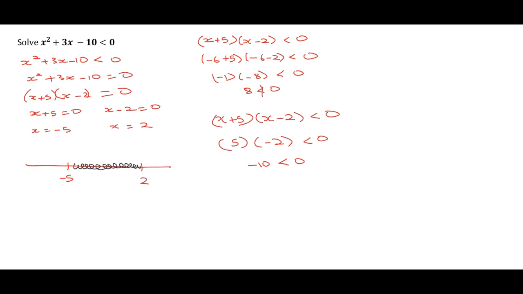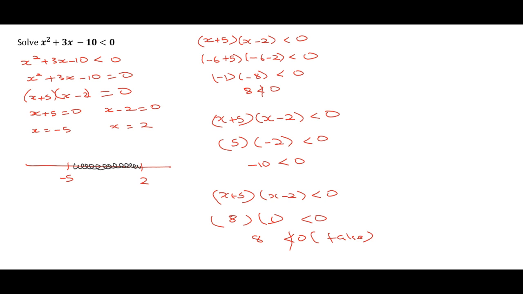Now let's try the last region. We have x plus 5, x minus 2 less than 0. We're going to use 3. 3 plus 5 is 8, 3 minus 2 is 1, less than 0. That's false. 8 less than 0, false. Or we can put an x to show that it's not true. And so this is not going to be a region. Anything greater than 2 is not a region.